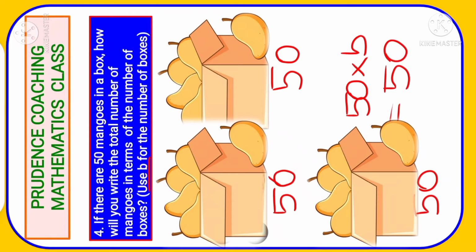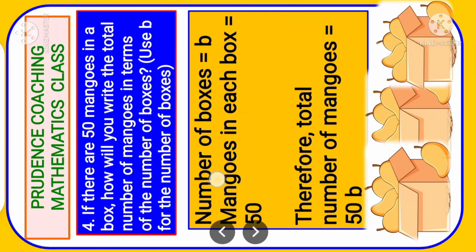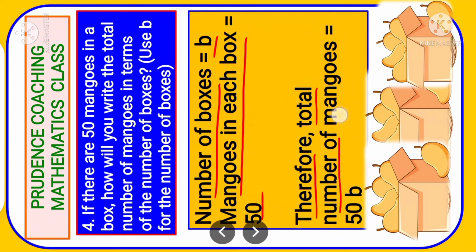Now let us see how we will represent this answer. So we will write like this: number of boxes equals B. Mangoes in a single box, or mangoes in each box, equals 50. Therefore, total number of mangoes equals 50B.